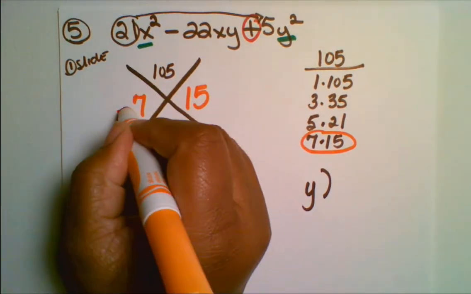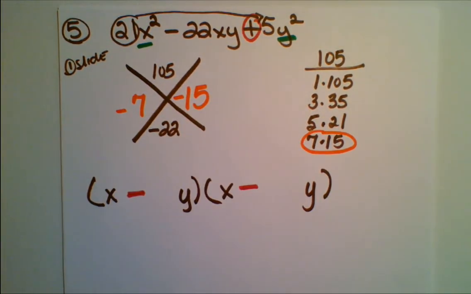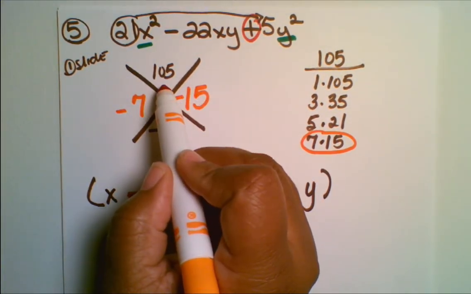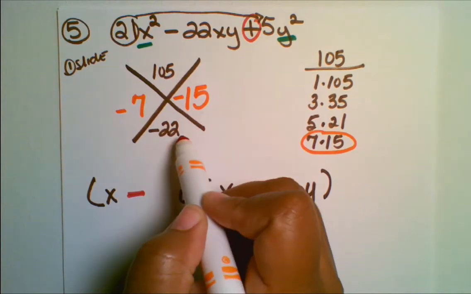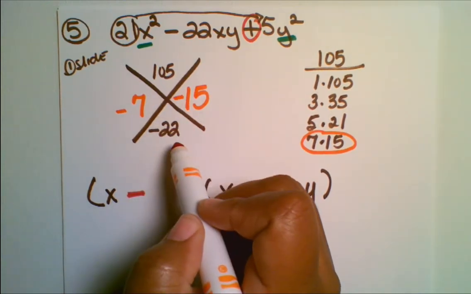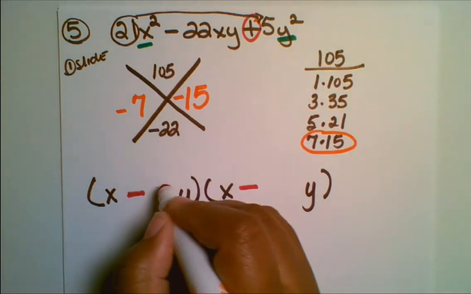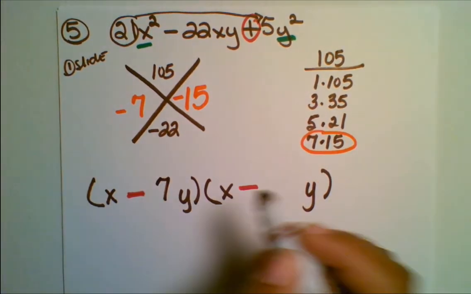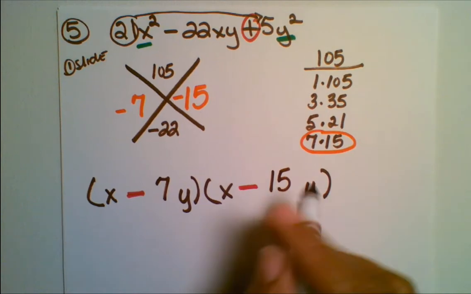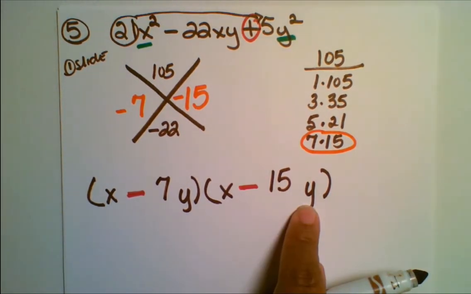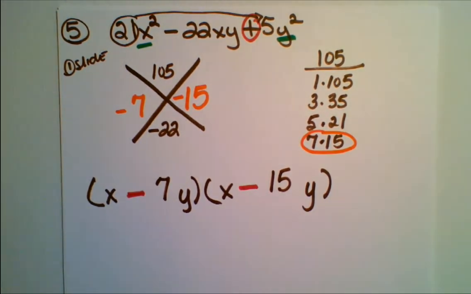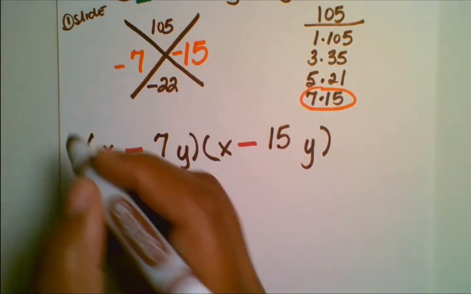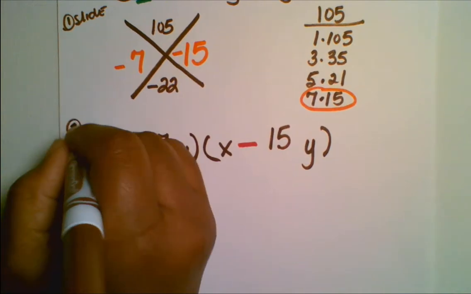Therefore, to fill in this X puzzle, negative 7 times negative 15 is 105. Negative 7 plus negative 15 is negative 22. So we know that the 7 and the 15 will be negative. We're going to attach it to the last terms with the y. So that's our slide. We're going to divide, number 2.